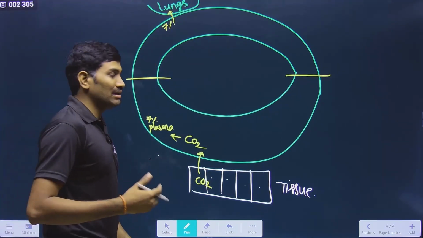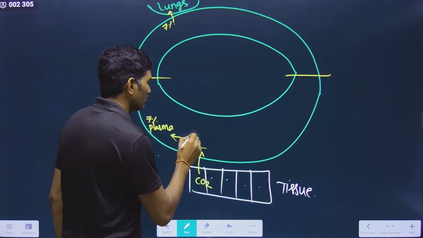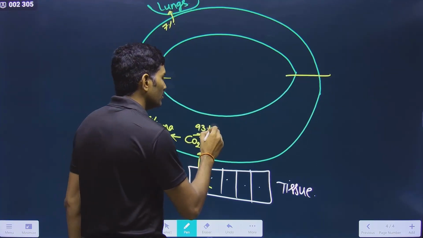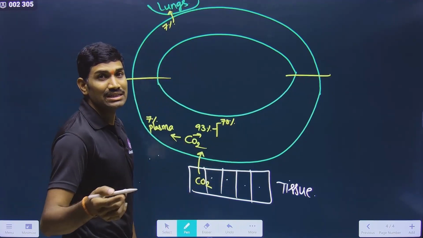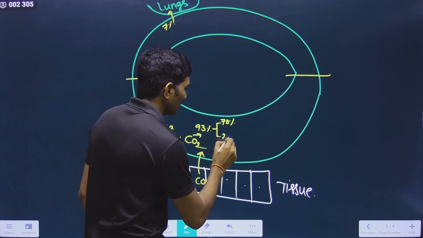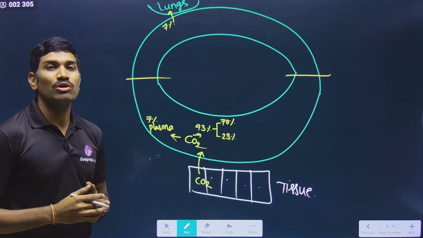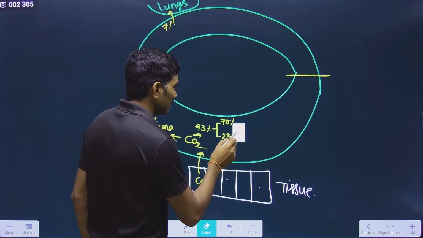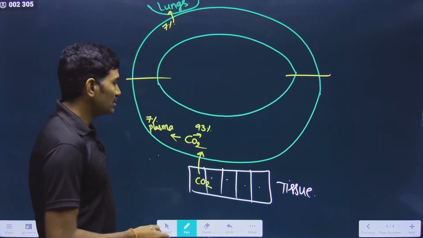And then what about the remaining? So 7% means out of 100 remove the 7. That means it will be around 93%. Out of this 93%, 70% as bicarbonate. 20 to 25 they gave, so here you can get 23% as carbaminohemoglobin. So now we are focusing on this 93%. Please observe carefully. And what happens to this 93%?